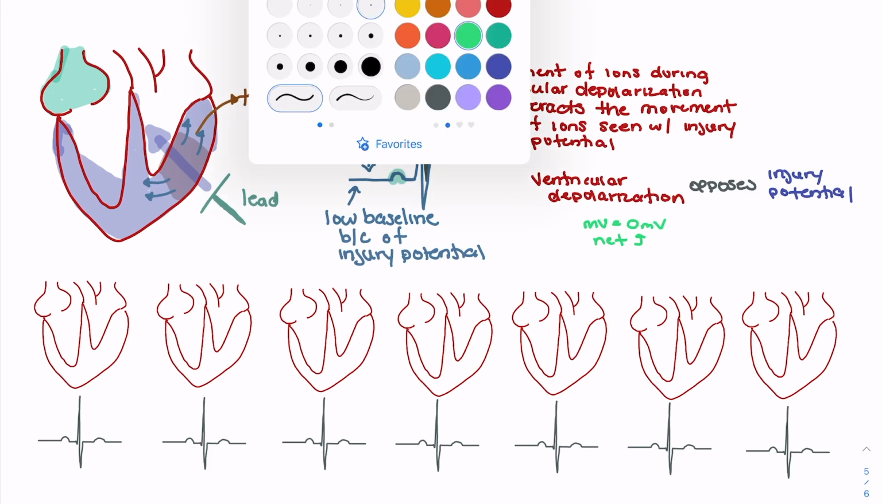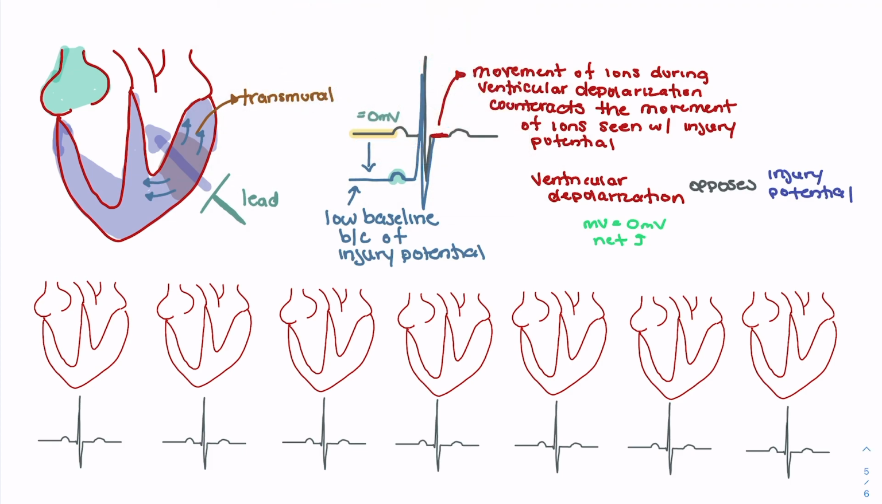So because we're going back to 0, as opposed to the rest of the baseline that appears lower because of the injury potential, we start to see ST elevation on our 12 lead. All of the other baselines we talked about, this baseline here, the PR interval, and the baseline following the T wave, can clearly see this vector moving away from the lead due to the injury potential.